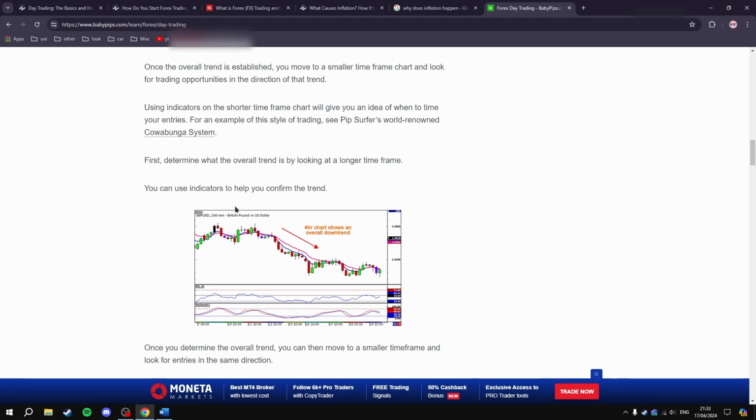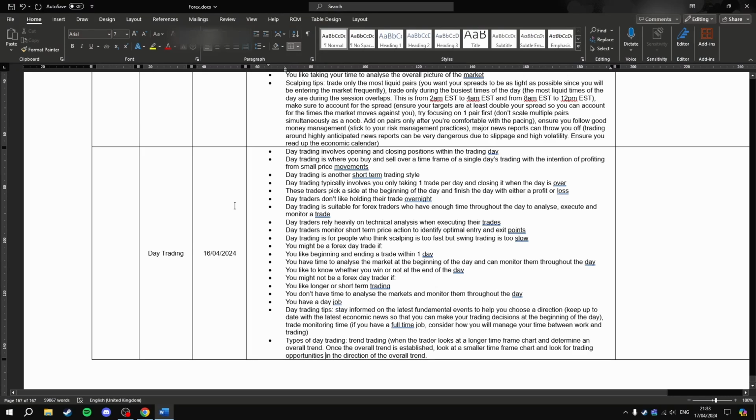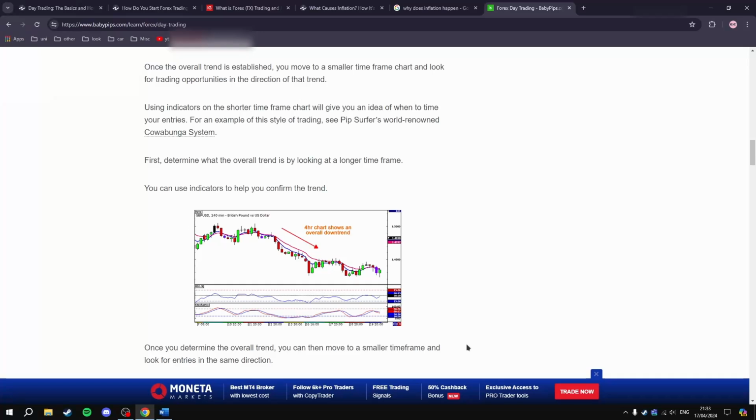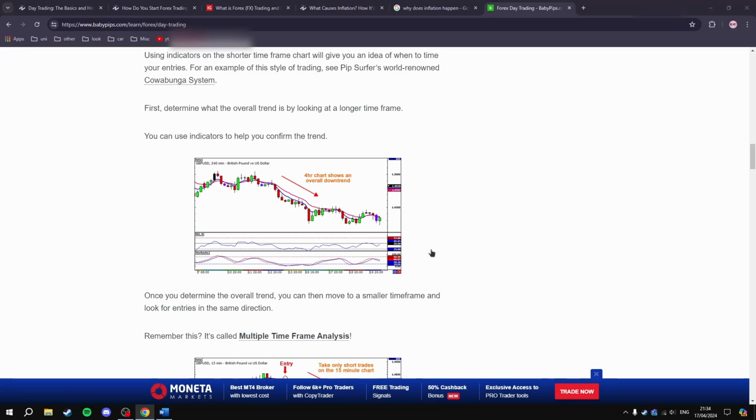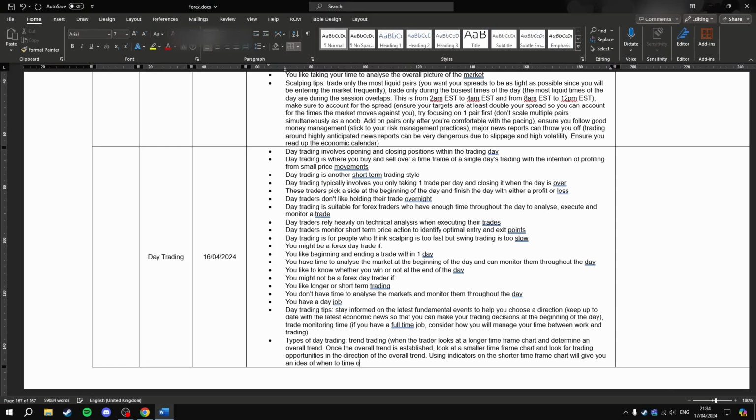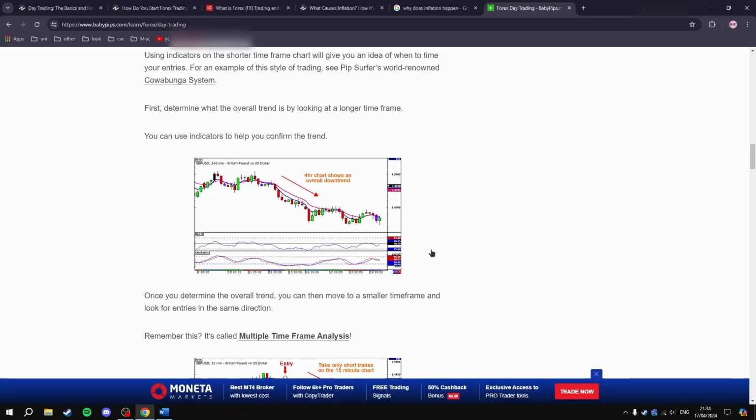Using indicators on the shorter time frame chart will give you an idea of when to time your entries. For an example of this style of trading, see Pipsology's world-renowned Cowabunga system.